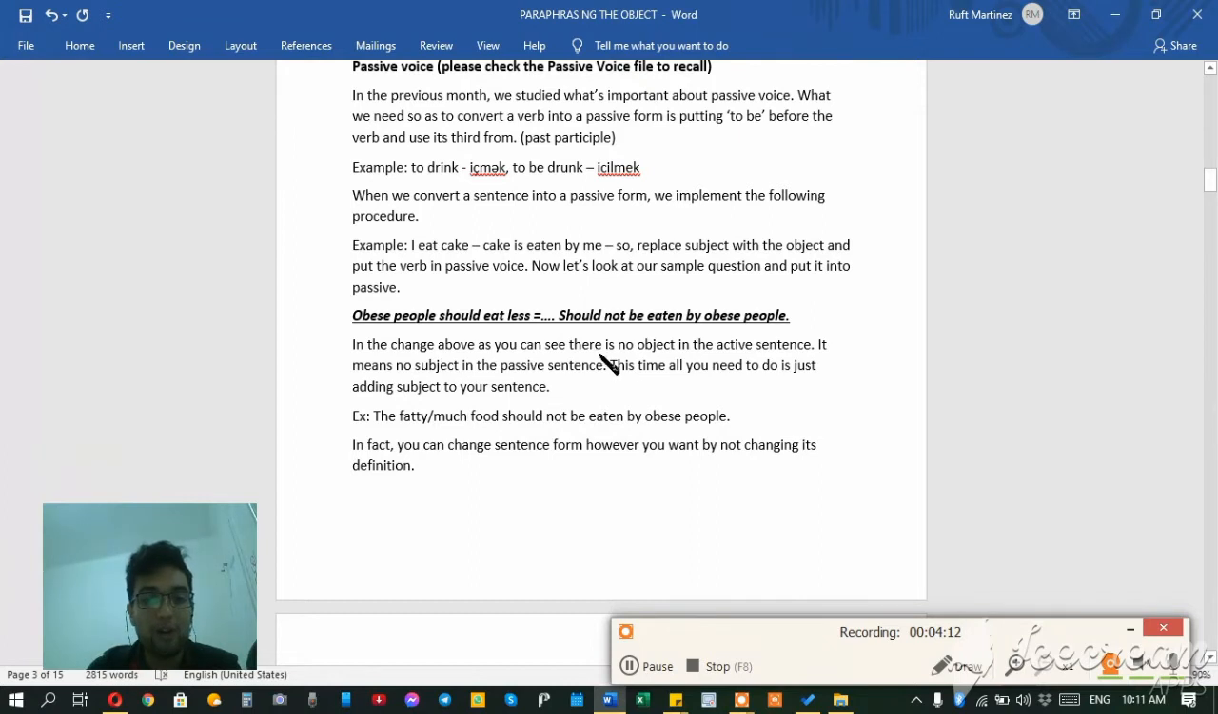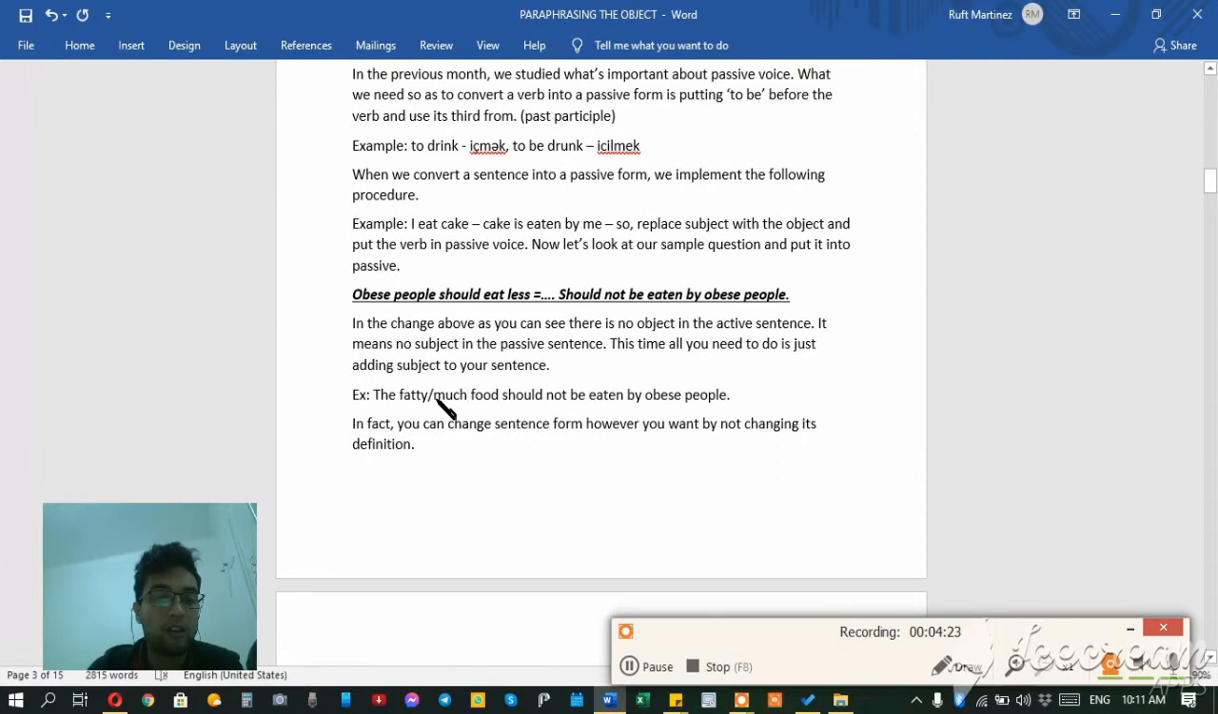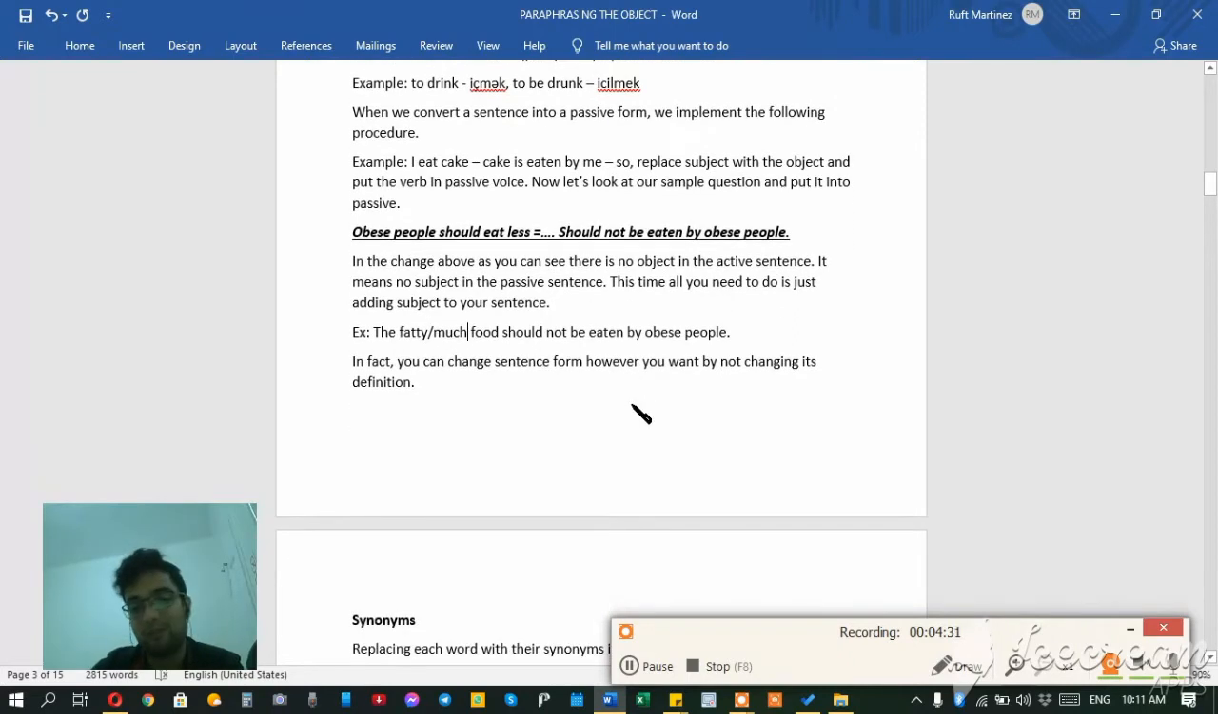In the change above, as you can see, there's no object in the active sentence. It means no subject in the passive sentence. This time, all you need to do is add a subject to your sentence. Fatty food, or much food, you can say. The article belongs to this one: much food shouldn't be eaten by obese people. In fact, you can change the sentence however you want by not changing its definition. Keep the meaning and you can change it however you want.